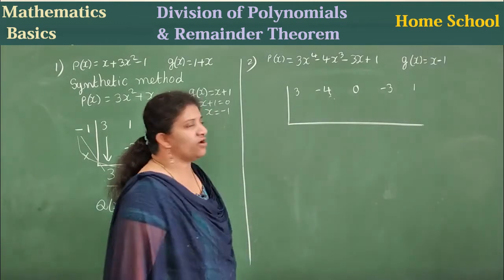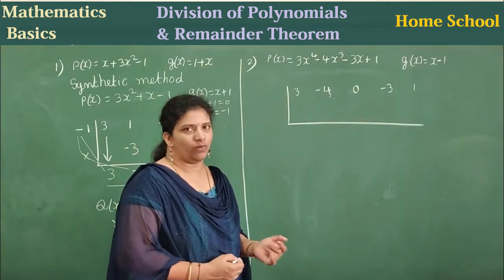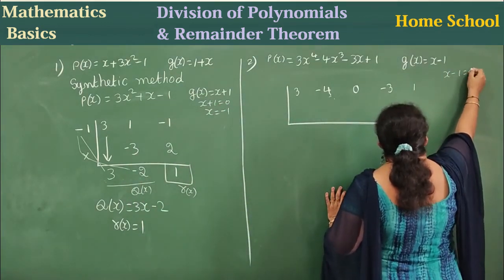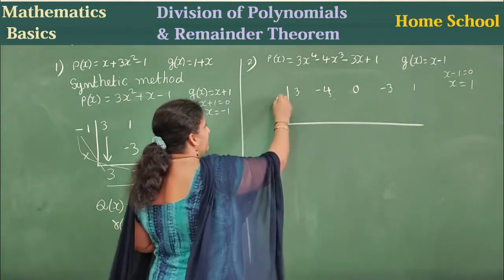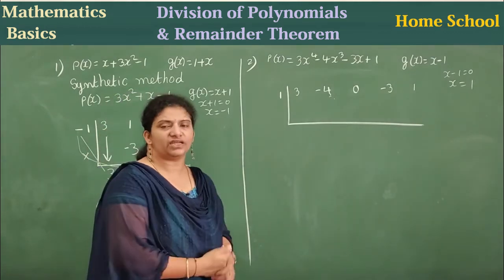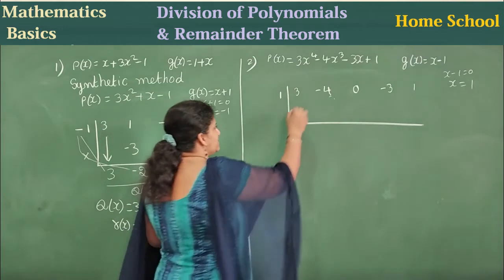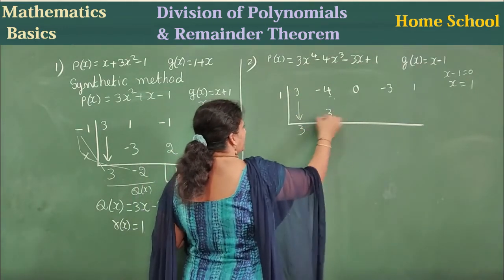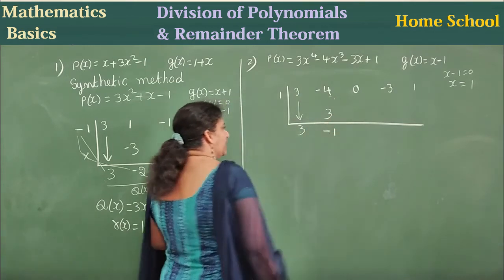And what is the zero of that polynomial? x minus 1 equals 0, so x is equal to 1. Write that 1 here. First step in synthetic division, drag the first number down as it is. 3 ones are 3. Minus 4 plus 3 will be minus 1.